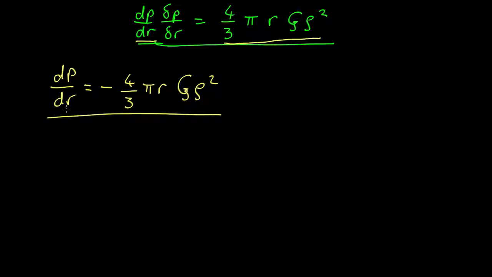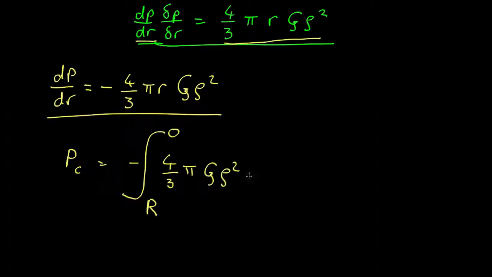It's a definite integral, but we'll fix it by knowing that the pressure at the surface of the star is 0. So the pressure in the center is going to be the integral from the surface, I'll call that a big R, the radius of the star, down to the center of minus 4/3 pi g rho squared. Those are all constants, so they can go outside the integral r dr. So it's basically the integral of r, which is a half r squared.